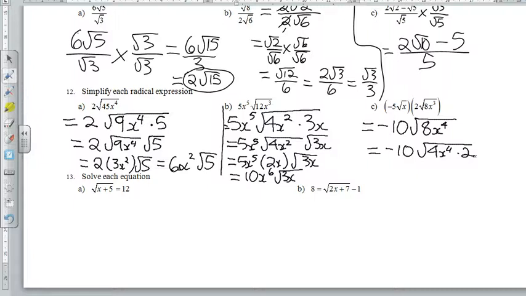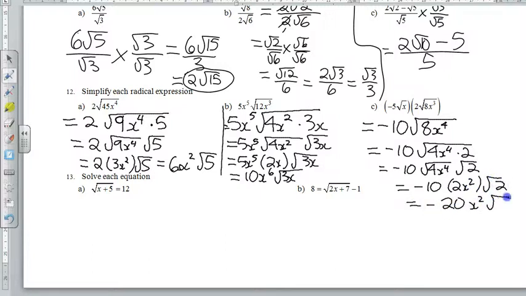8x to the fourth: the 8 has a perfect square that goes into it, which is 4, and x to the fourth is a perfect square, right? So we put it together. It gives me negative 10, root 4x to the fourth, root 2. And this will be 2x squared, root 2. And there's our simplified form, right? Negative 20x squared root 2.